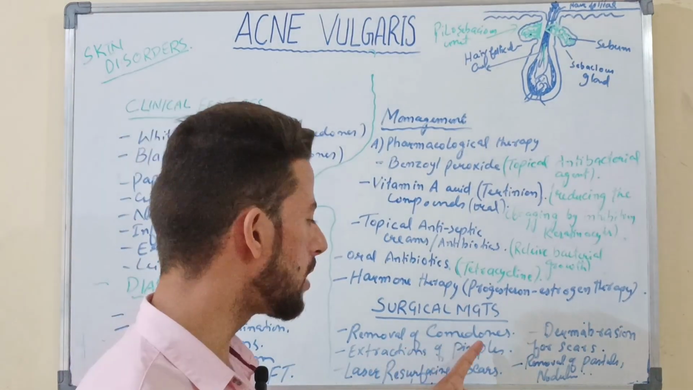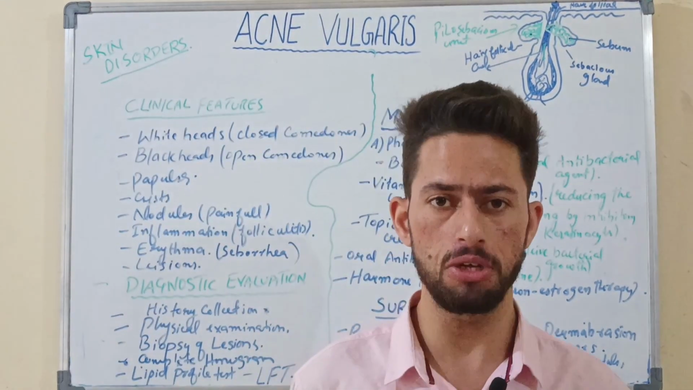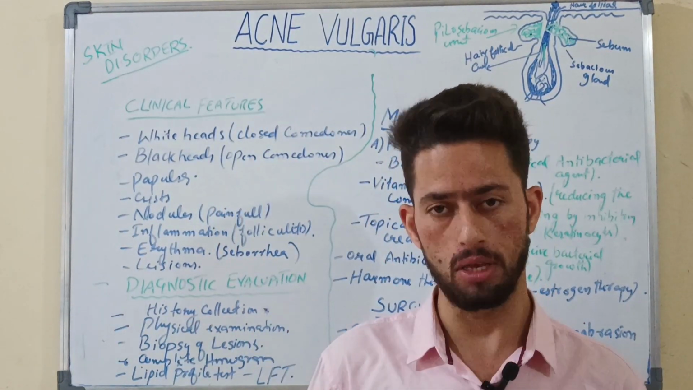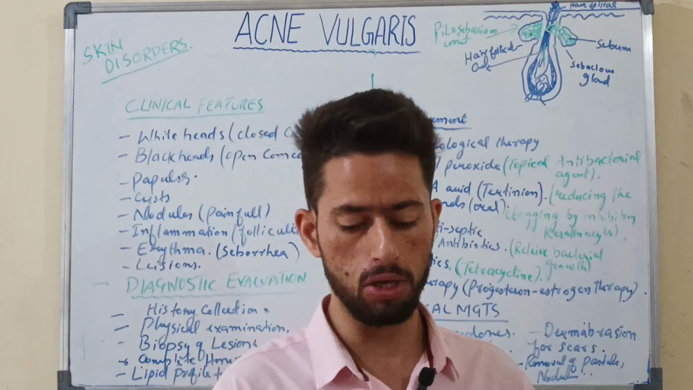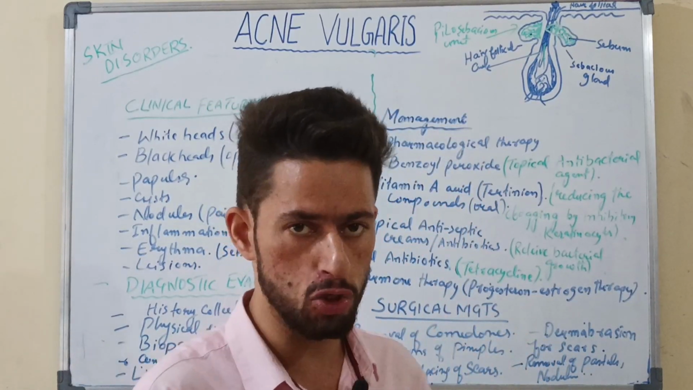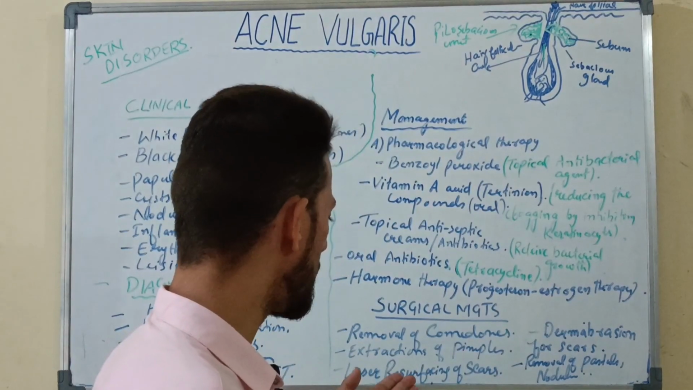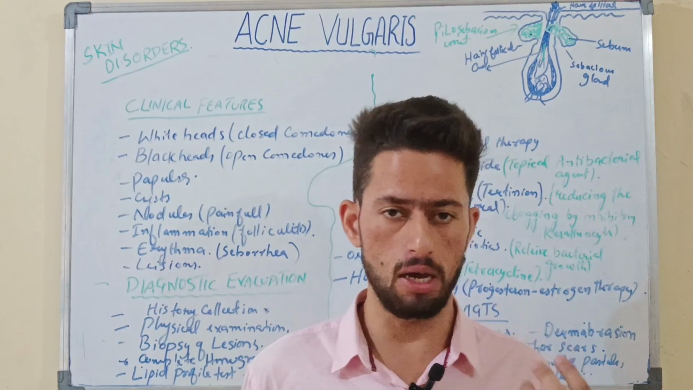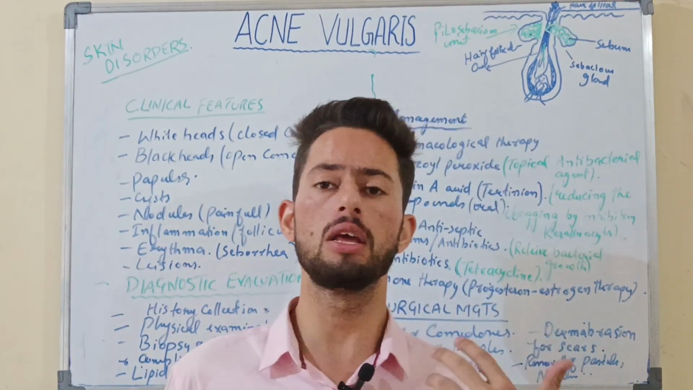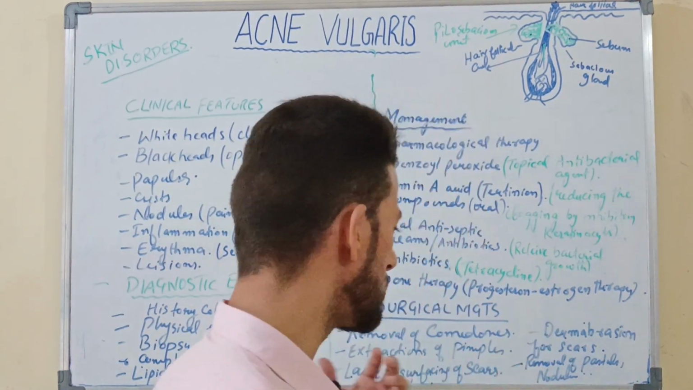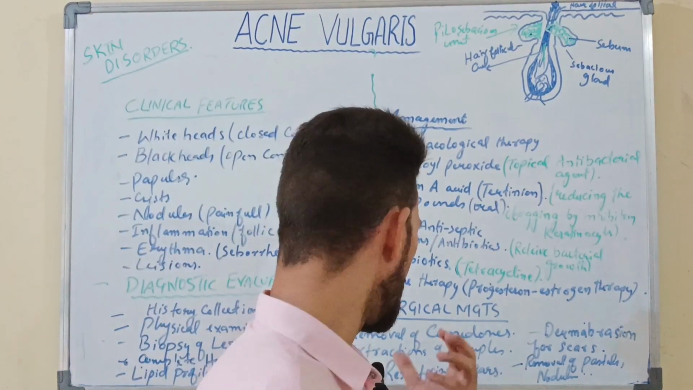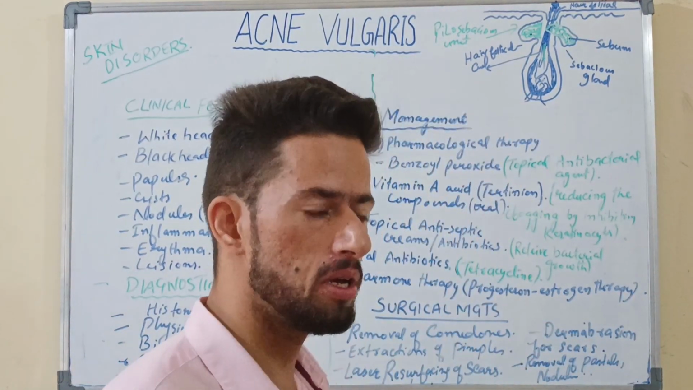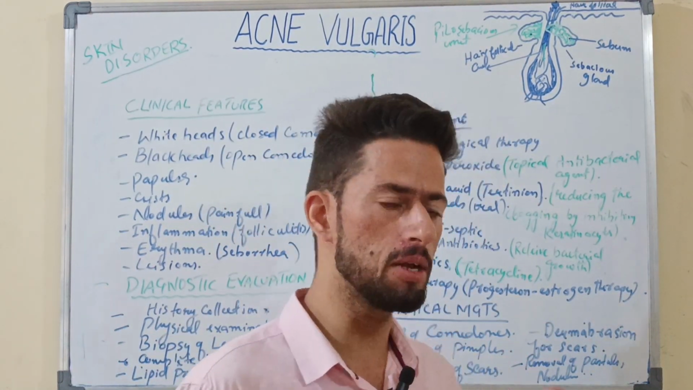Okay, the first one is the removal of the comedones. Comedones form when there is a blockage of the hair follicles, so that area should be excised, that area should be removed. Then the extraction of pimples, that is the removing of the pimples, if the pimples are not going away and may not be treated by the medical treatment.